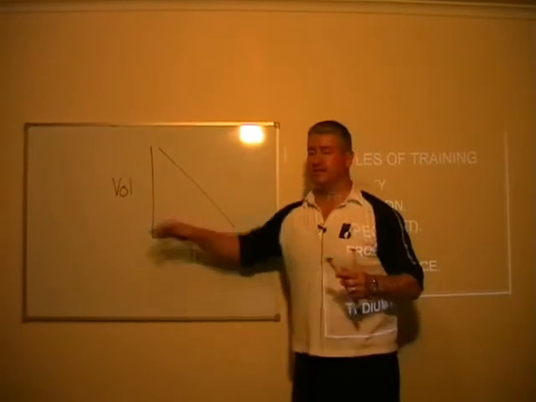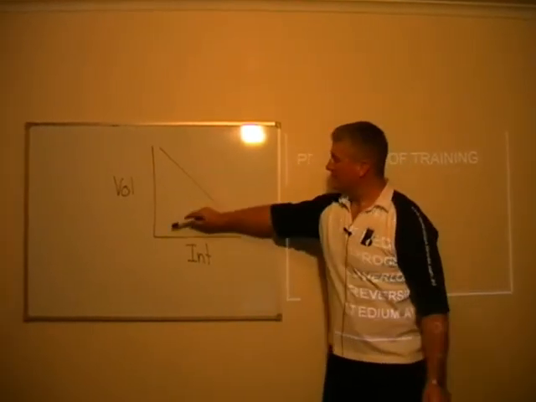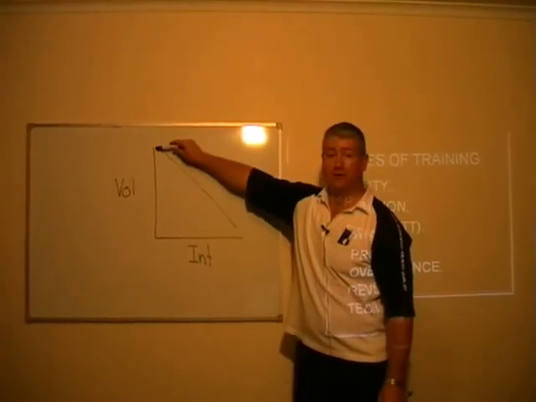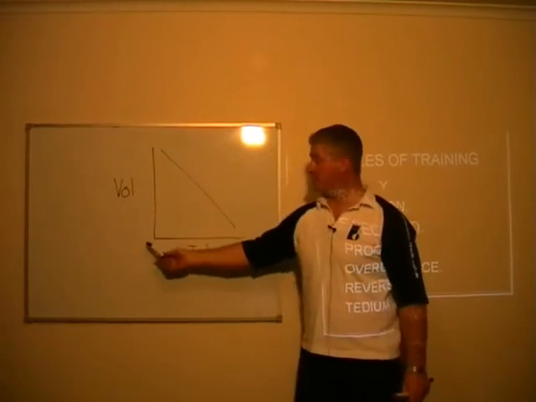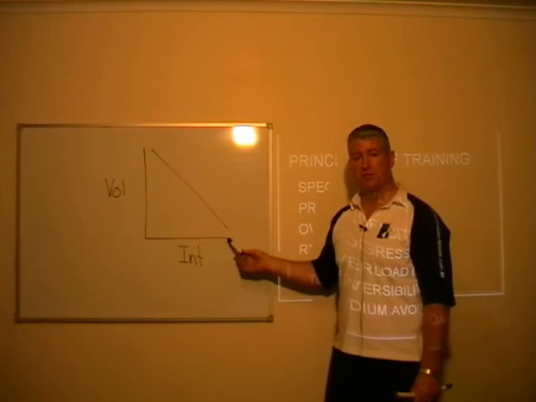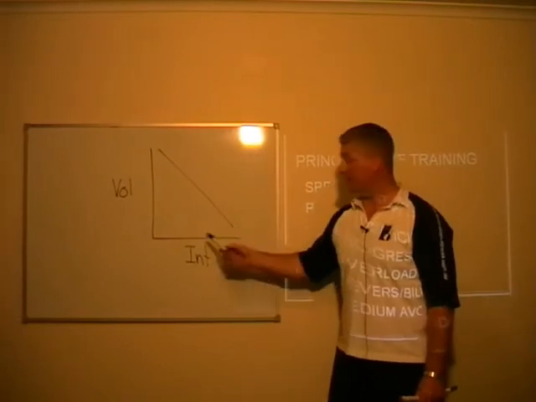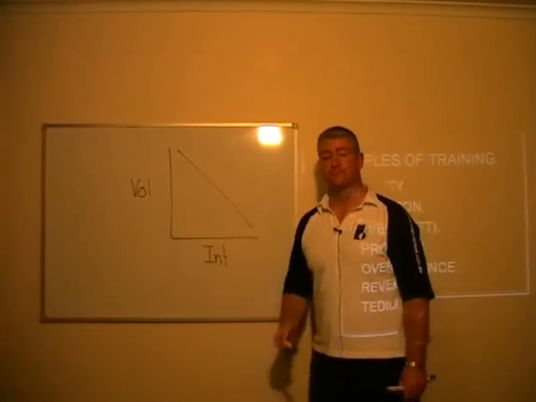Volume versus intensity. As this graph represents, if volume is quite high, intensity is going to be low. And vice versa. If intensity of the exercise session is quite high, volume is going to be quite low.